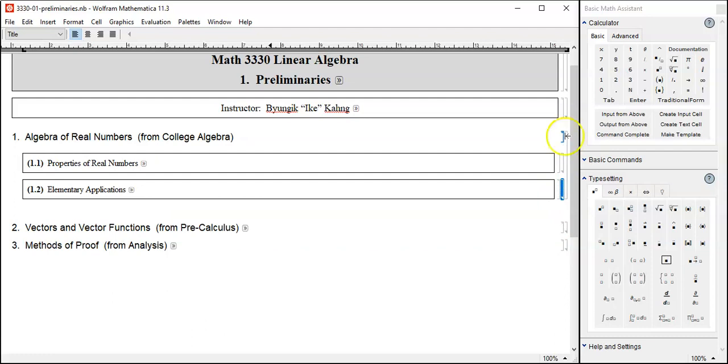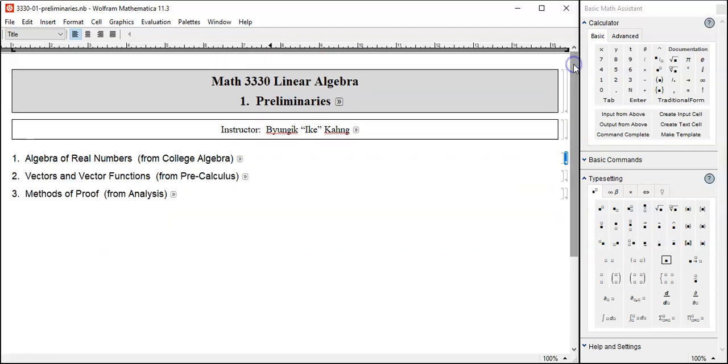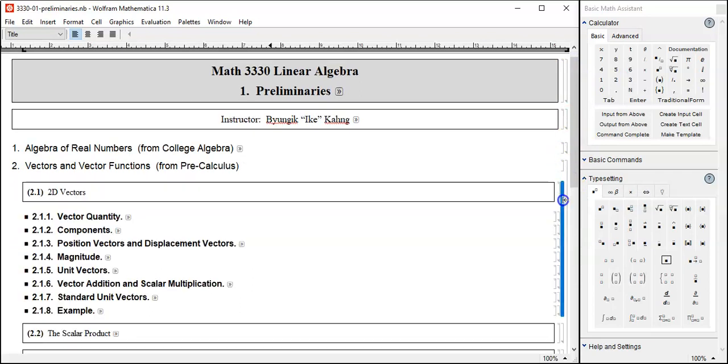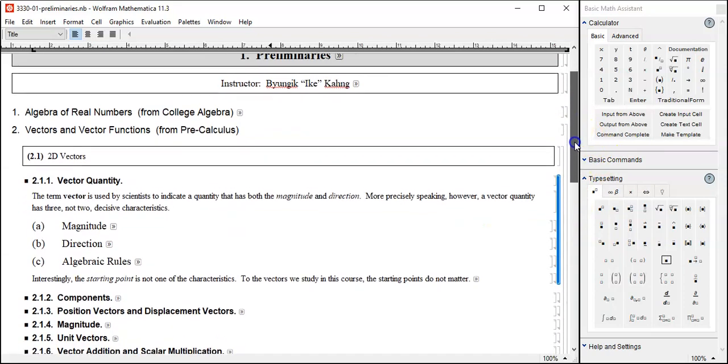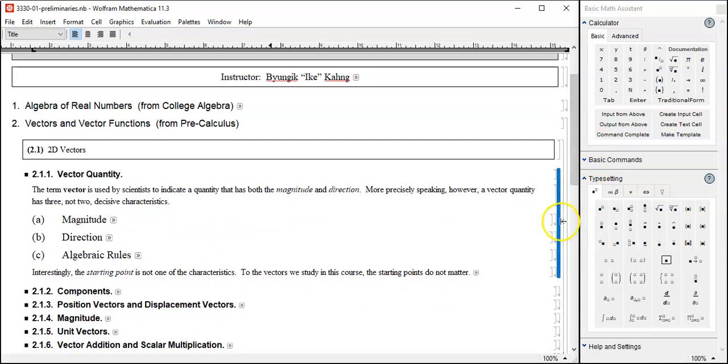We are done with section 1 of this notebook. Let's go to section 2. These are from pre-calculus. Previously, section 1 came from college algebra. Okay, let's begin with vector quantity, and let's stick to 2D for simplicity and easier viewing. Vectors have three properties. It must have magnitude, it must have direction, and it must follow algebraic rules.